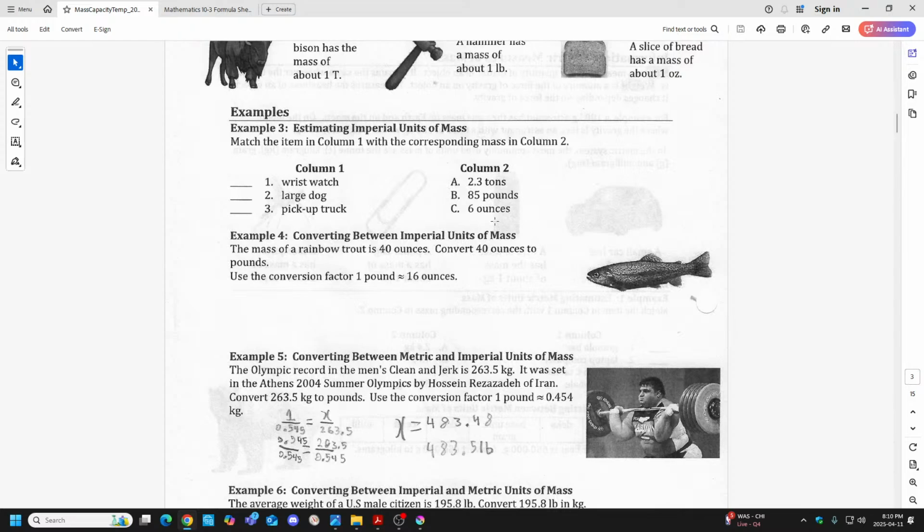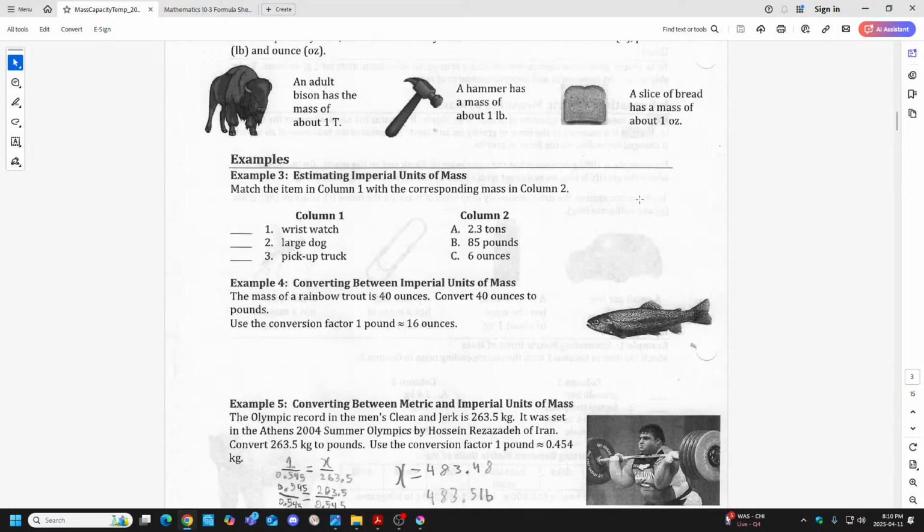So you have an understanding of these values. Well, if you think of a watch, that's probably going to be weighed in ounces, right? So I would assume that number 1 is C. Dog, just like humans, we usually weigh ourselves either in kilograms or pounds, right? So we do the same thing with our animals, our best friends. So we're going to go, yeah, that sounds about right.